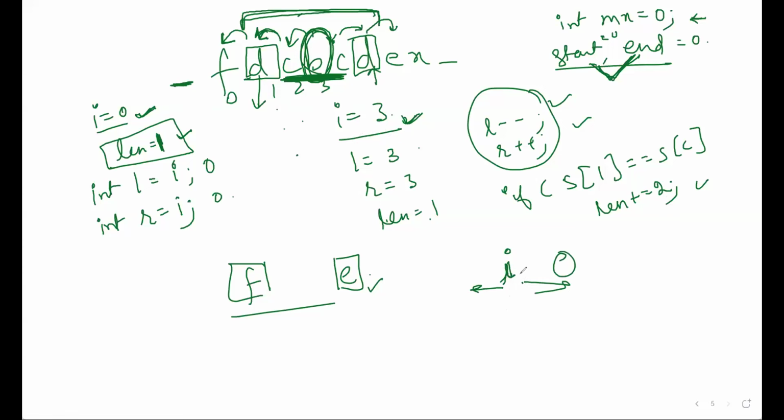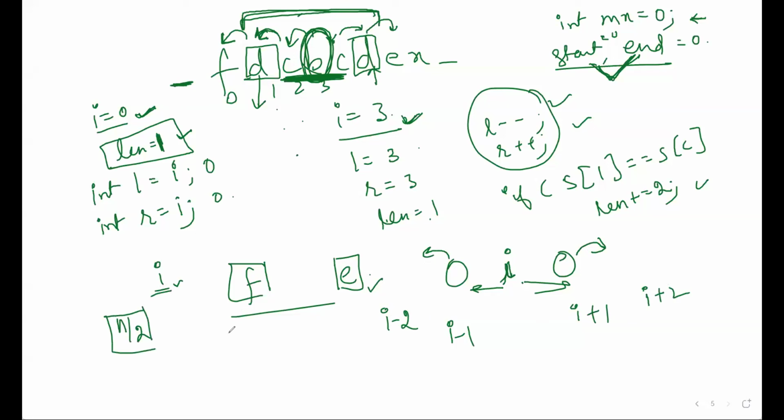We are checking the characters which are present at I minus 1 and I plus 1. Are they the same? If they are the same, then only we proceed forward. We go to their left and right correspondingly and compare I minus 2 and I plus 2, and so on. So for any index I, we cannot have more than n by 2 operations to perform because we are moving in both directions. After n by 2 operations, we will reach the end.